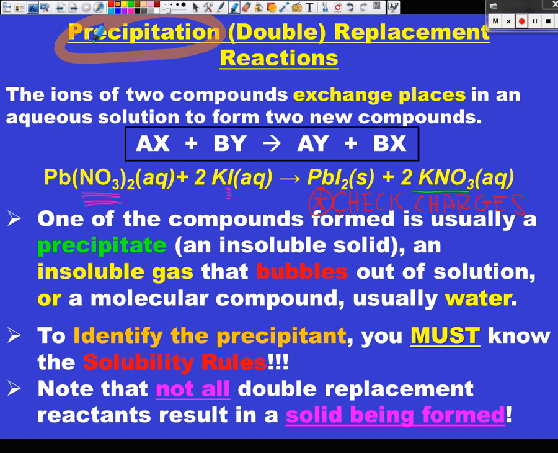A filter. Okay? If it's a gaseous byproduct, what's it going to do? It's going to turn into a bubble and bubble out of the solution. Does that make sense? Okay? You can't precipitate out a bubble. You can collect the gas, but okay? And then, or it says it's a soluble compound, which you can't see the difference in. Now, to identify the precipitant, you must know the solubility rules. Note that not all double replacement reactions result in a solid or a gas being formed. That's going to be important.